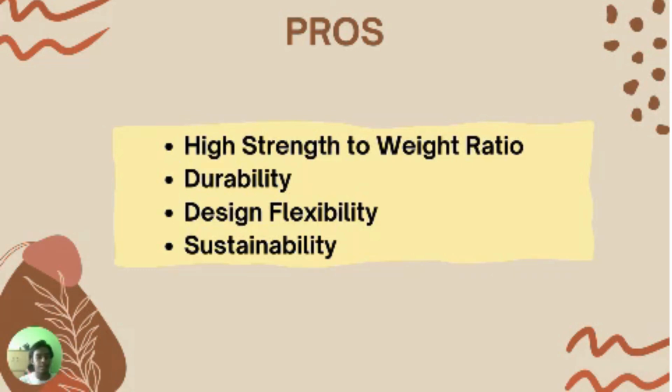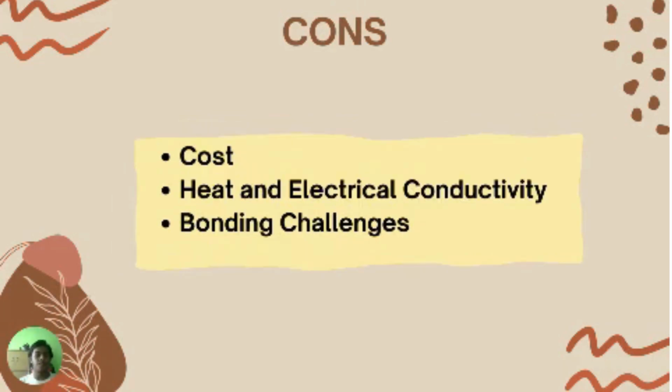Another one is design flexibility. We can design it flexibly without using a lot of cost. And also sustainability, which I already mentioned earlier, because compared to steel, carbon fiber cannot corrode while steel can corrode. Next, for the cons.